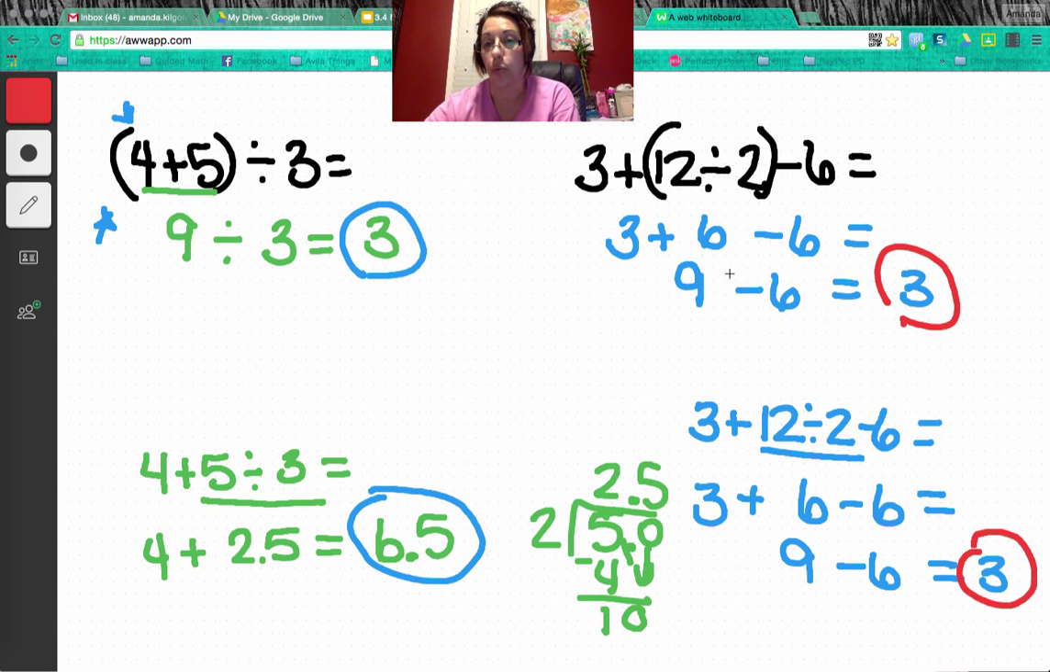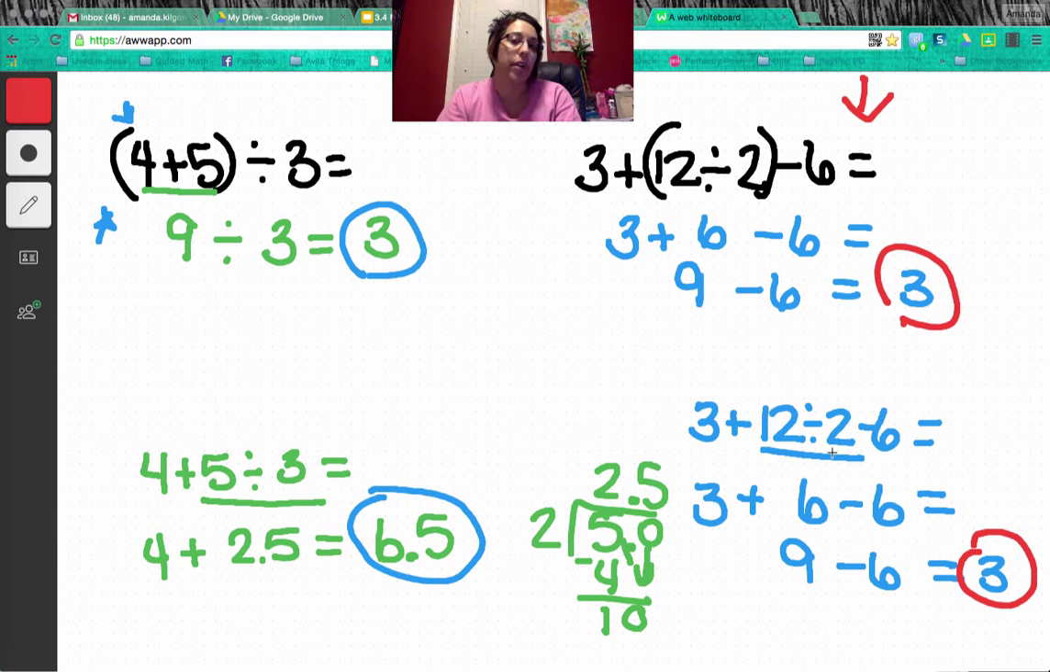When we look at our work, it is exactly the same. So in this example, the parentheses were right here in the middle, but they didn't really affect the outcome. So if the problem had not had those parentheses, we still got the same exact answer.